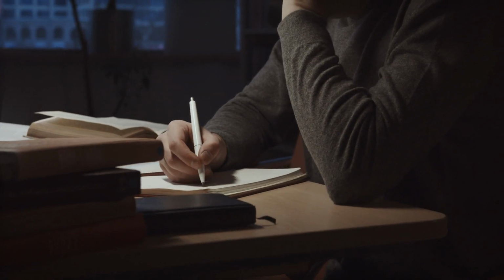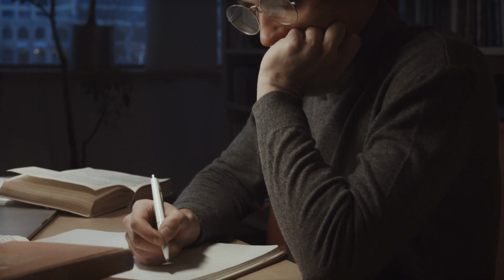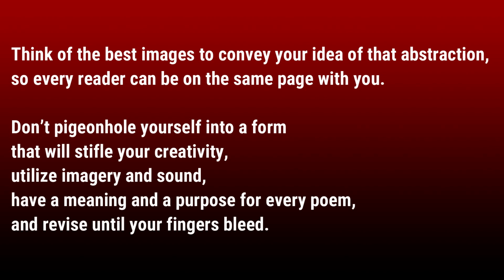Instead of using an abstraction, think of what imagery you can use to convey that emotion or concept. Liberty can become chains breaking or birds flying. Love can be bringing your spouse coffee in bed, petting a dog, cleaning a gravestone. Think of the best images to convey your idea of that abstraction, so every reader can be on the same page with you. Don't pigeonhole yourself into a form that will stifle your creativity. Utilize imagery and sound, have a meaning and a purpose for every poem, and revise until your fingers bleed.